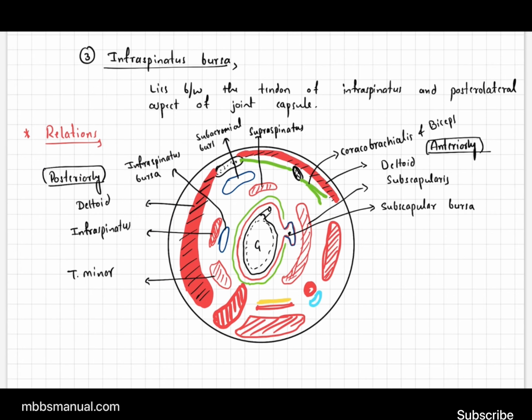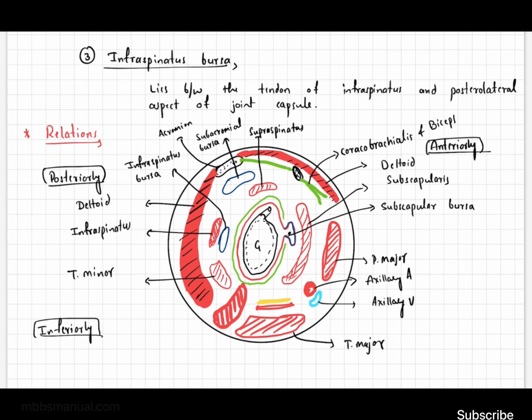And superiorly, it is related to coracoacromial arch, subacromial bursa, supraspinatus muscle, and deltoid muscle. And inferiorly, it is related to the long head of triceps, axillary nerve, and posterior circumflex humeral vessels.